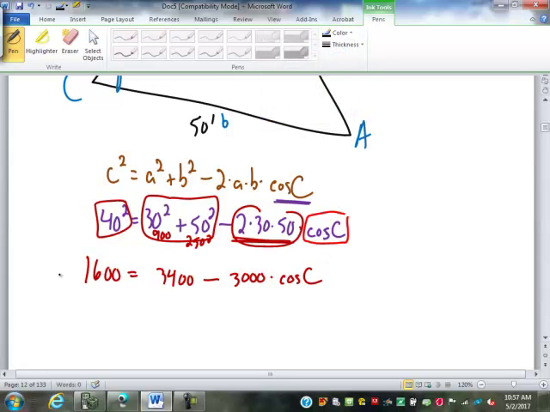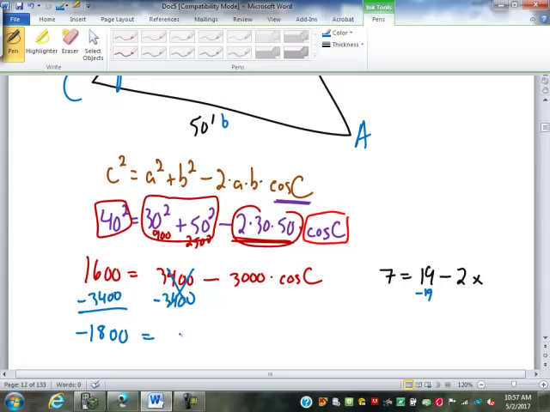So right now, this is just like having 19 minus 2x, something like that. Let's say this equals 7 or whatever. To solve this one, I would subtract the 19, right? And then I would divide by the negative 2. We'll do the same thing here. I'm going to subtract the 3400. That gives me negative 1800.